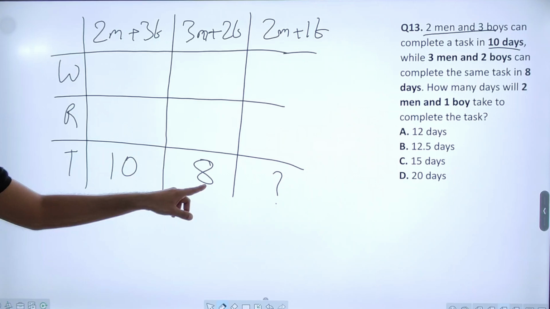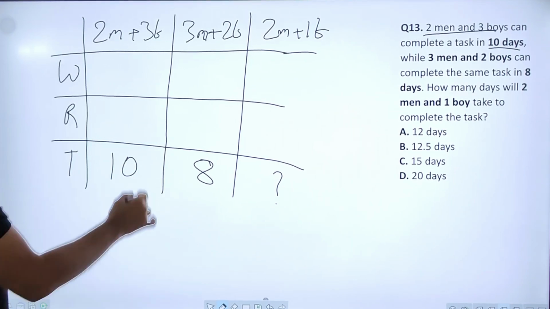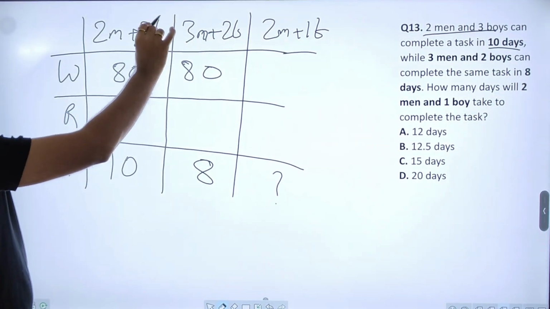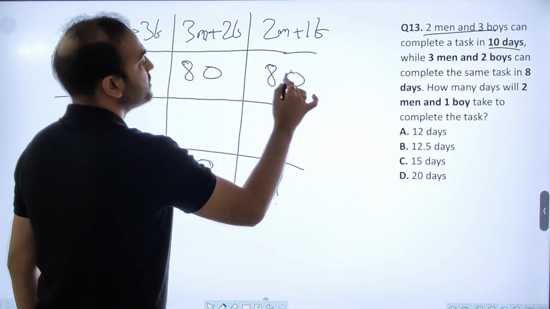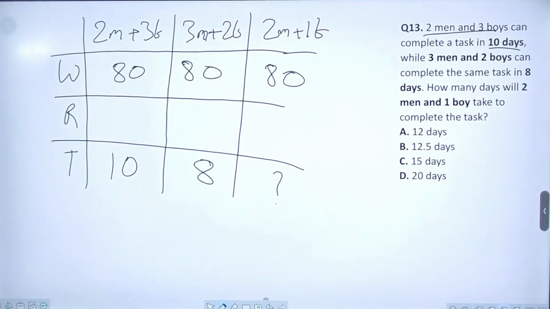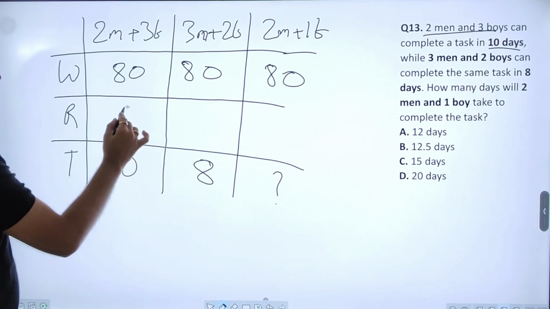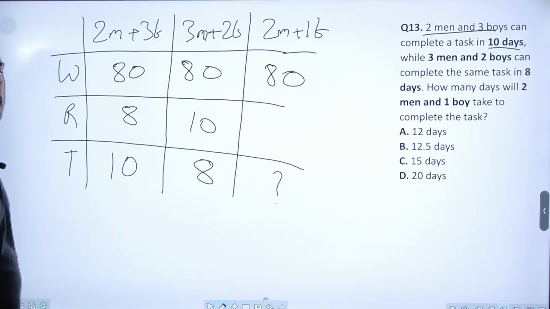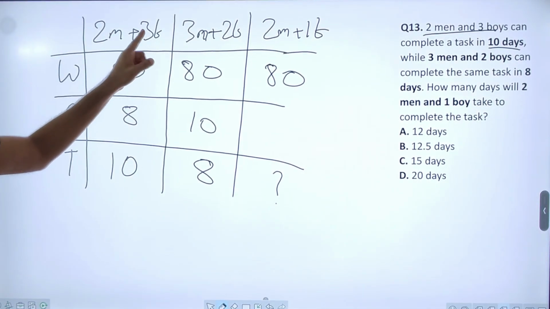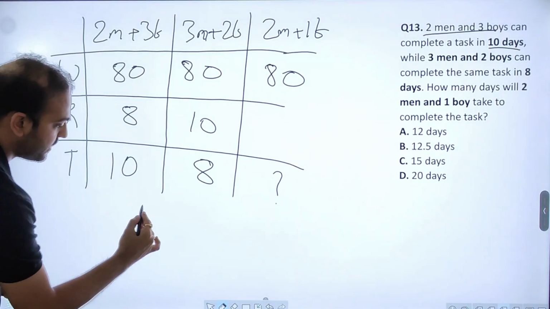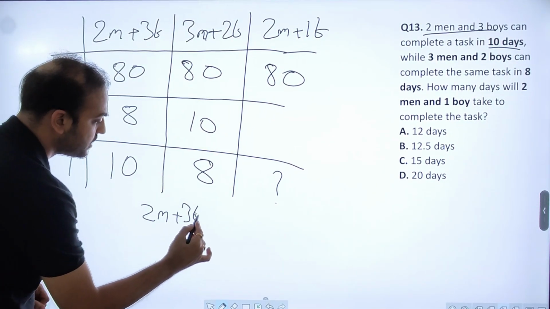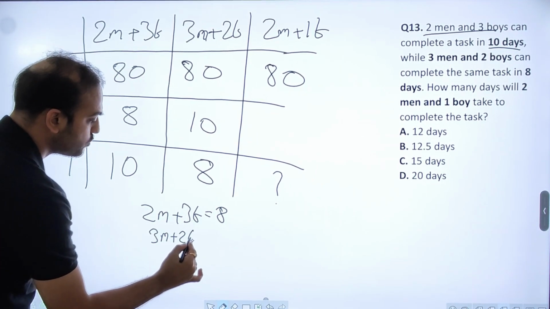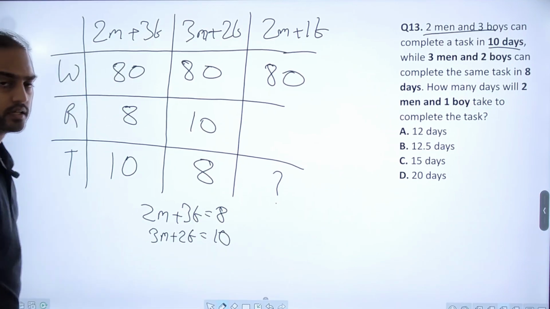So we have 10 days, 8 days, let the work be 80. And remember, they are finishing the whole work, so no dash. Next step, find the rate. Rate is 8, 80 by 10. Rate is 10, 80 by 8. But remember, this 8 is the rate of 2 men and 3 boys. So 2 men plus 3 boys, the rate is 8. 3 men plus 2 boys, the rate is 10.